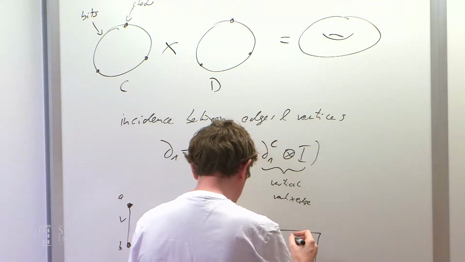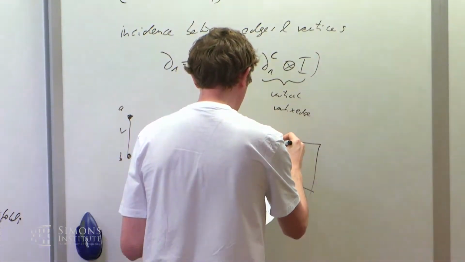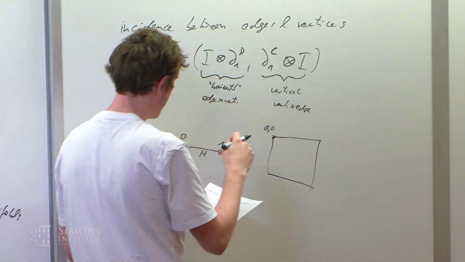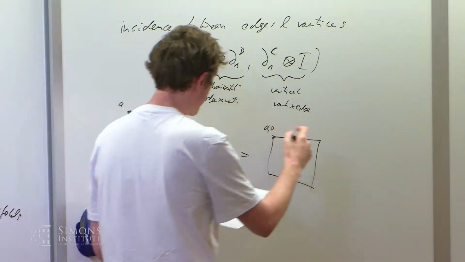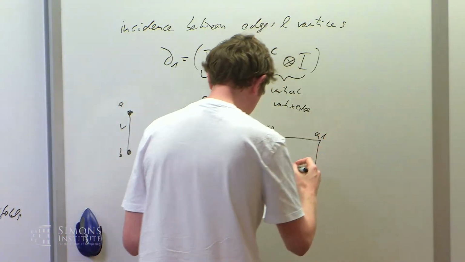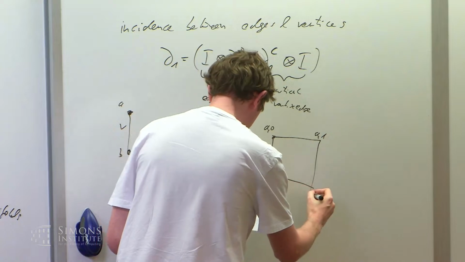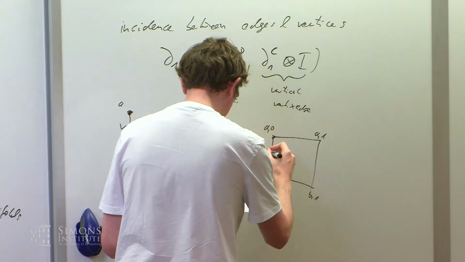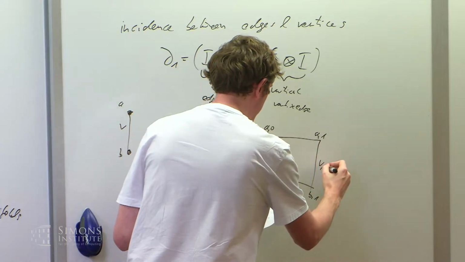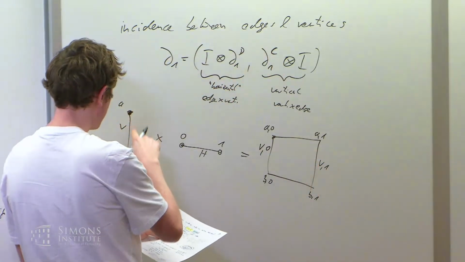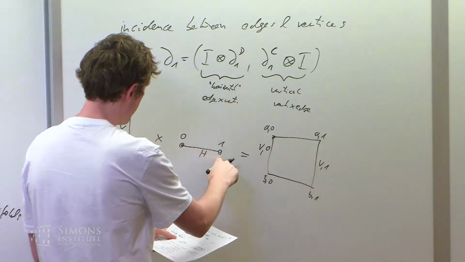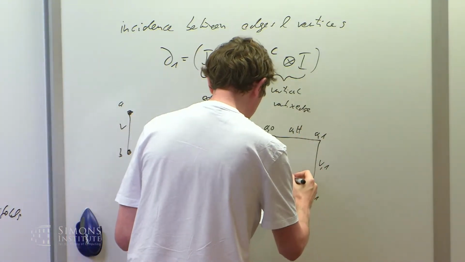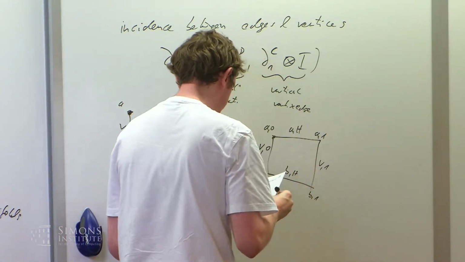And here my labeling is A0 for this vertex, which is the product between this vertex and this vertex, and then I have this vertex and this vertex. So here I have A1, here I have B0, B1. And my edges are just V0, V1, which is just this edge times this vertex or this vertex, and then AH and BH.